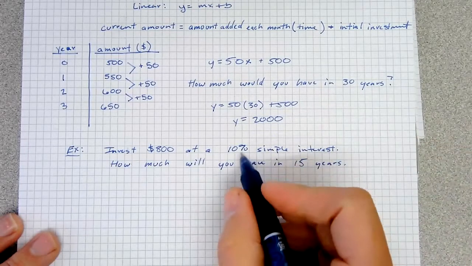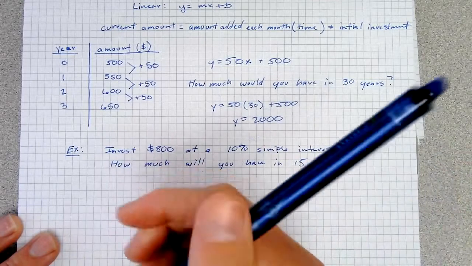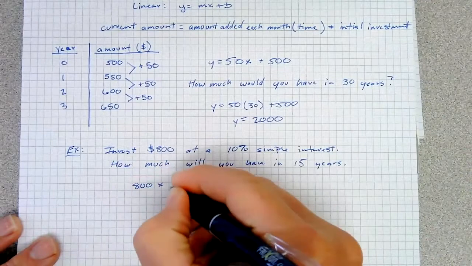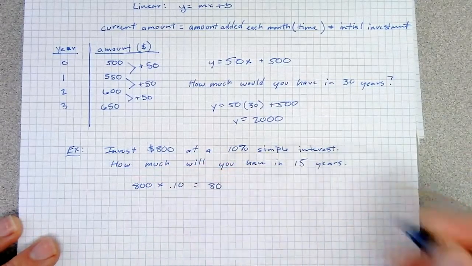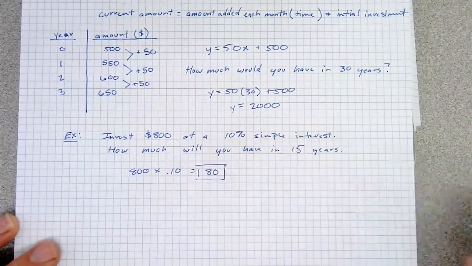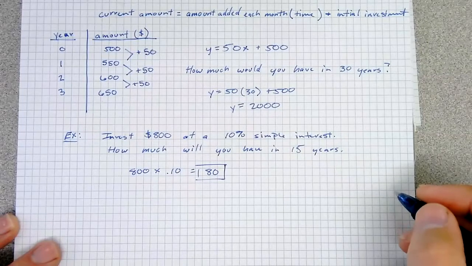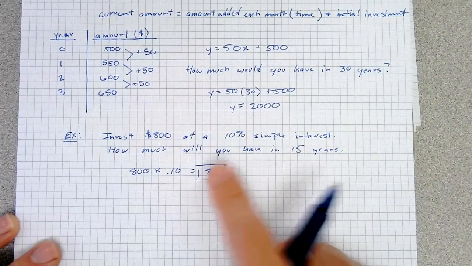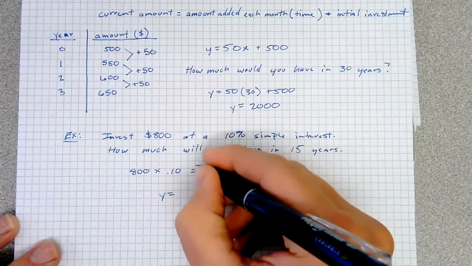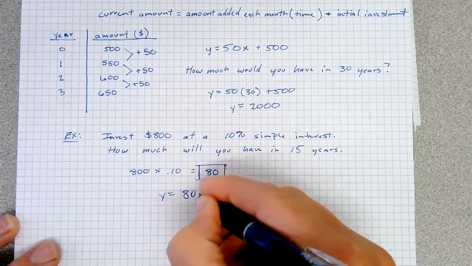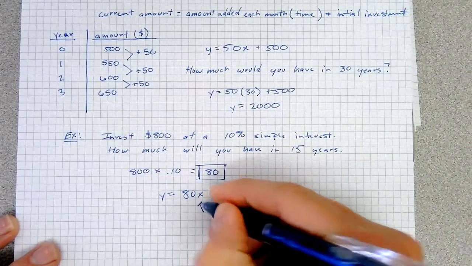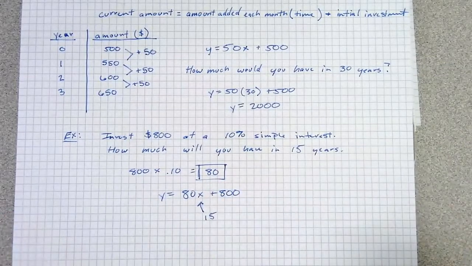We want to find out what is 10% of 800. You can plug in 800 times 0.10, and it should equal 80. So this is what you are adding each year. We have $80 being added each year. Our equation: y equals 80x plus our initial investment of 800. That's where we'd want to plug in 15 for years.